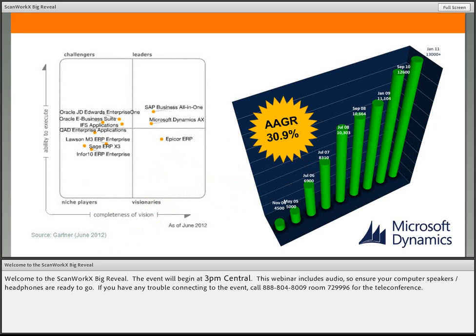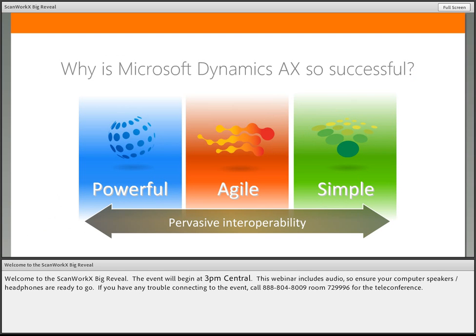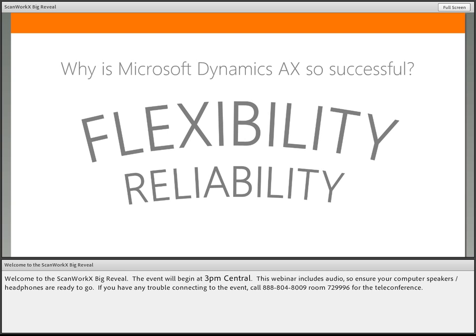So what is propelling all that success? Why are they at 31% average annual growth rate a year, approaching 1 million users, certainly somewhere over 20,000 customers? What is it about Microsoft Dynamics AX that makes them so successful? Certainly they'll tell you it's powerful, it's agile, it's simple, all of those good things. But I think you can really boil it down to one word, and that would be flexibility. Flexibility is, I think, what everyone enjoys about Microsoft Dynamics AX, and I think it is the secret to their growth.